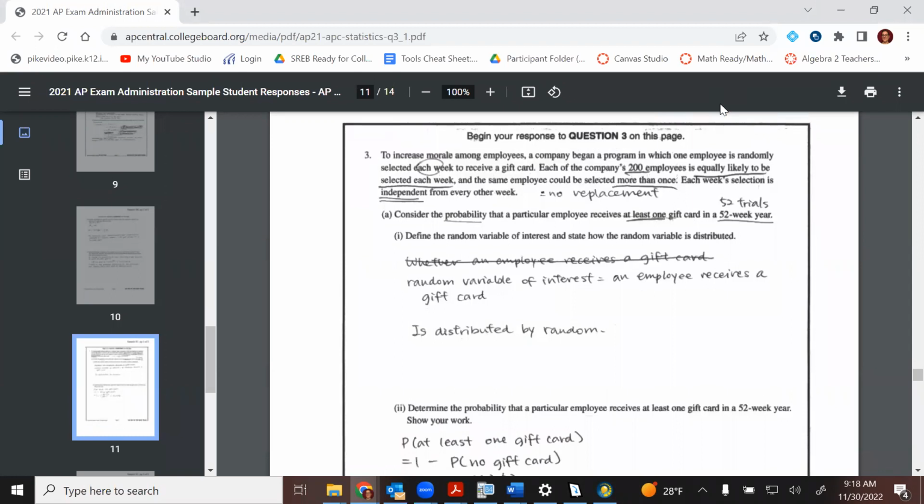So first student work sample. To increase morale among employees, a company began a program in which one employee is randomly selected each week to receive a gift card. Each of the company's 200 employees is equally likely to be selected each week. The same employee could be selected more than once. Each week's selection is independent from every other week.